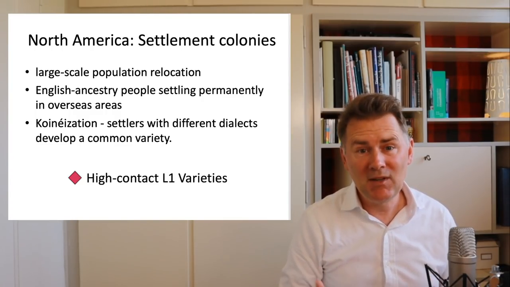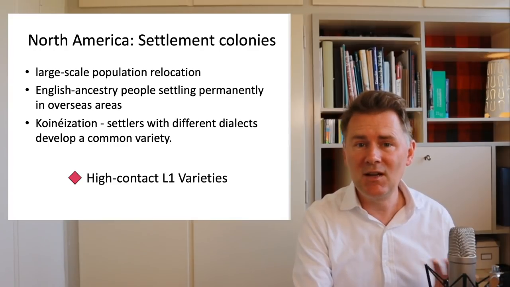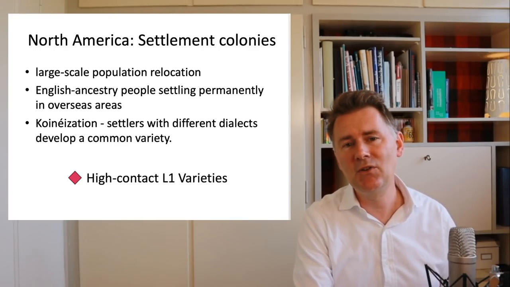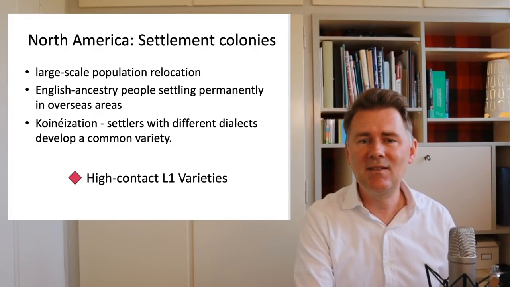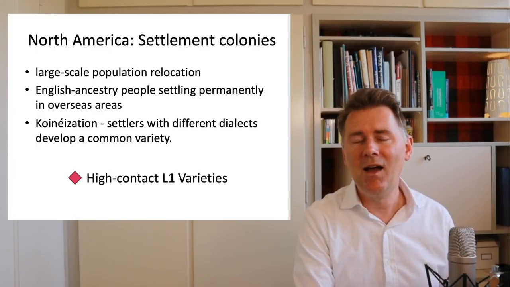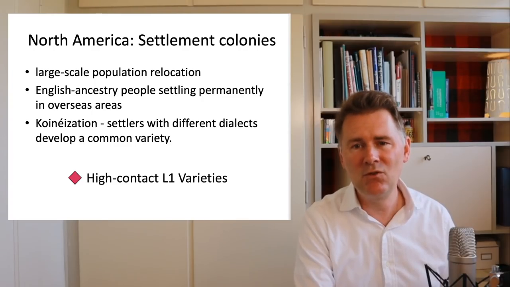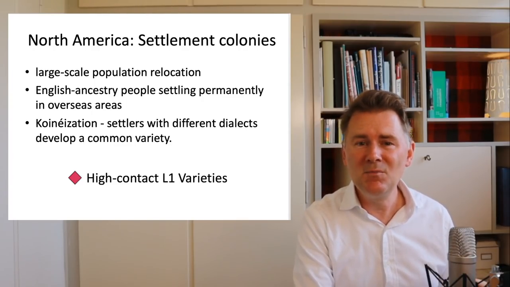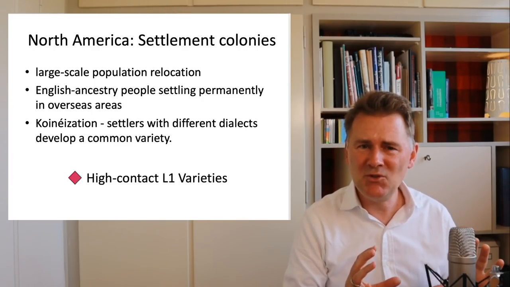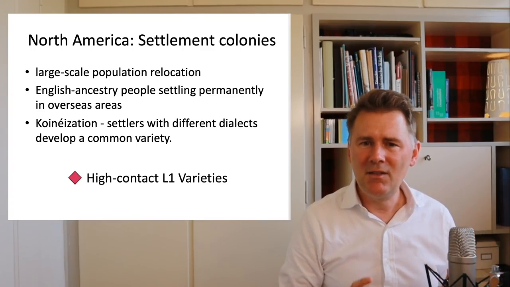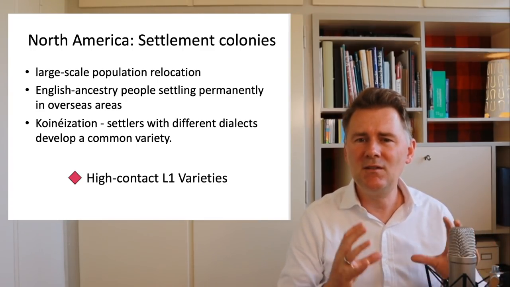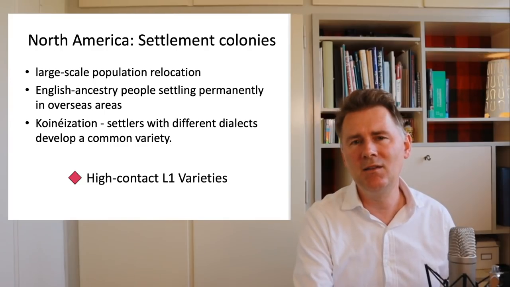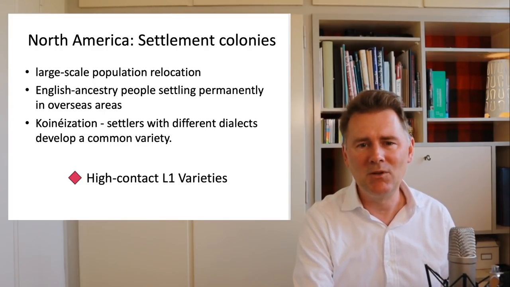Okay, so settlement colonies involve different dialects coming together, and this is why American English and Australian English are actually classified in the eWAVE as high-contact L1 varieties. So this doesn't mean that there's contact between different languages, but rather, in this case, there is contact between different dialects, between different varieties of the same language.